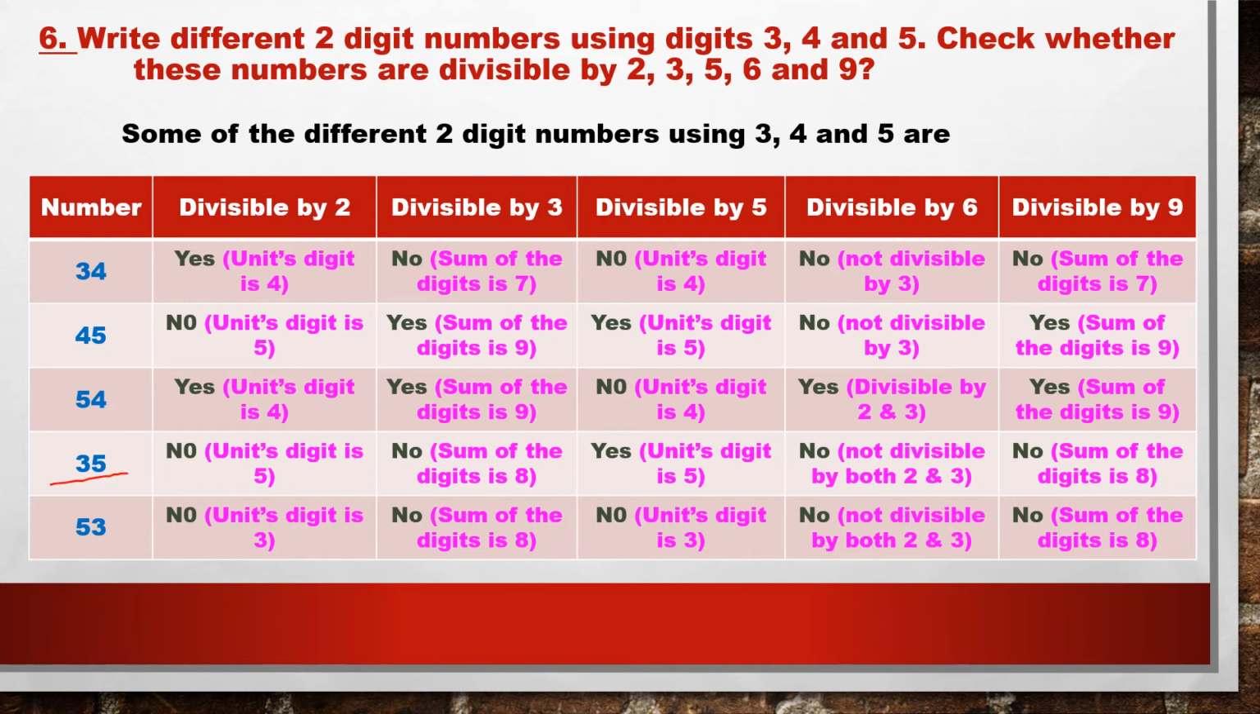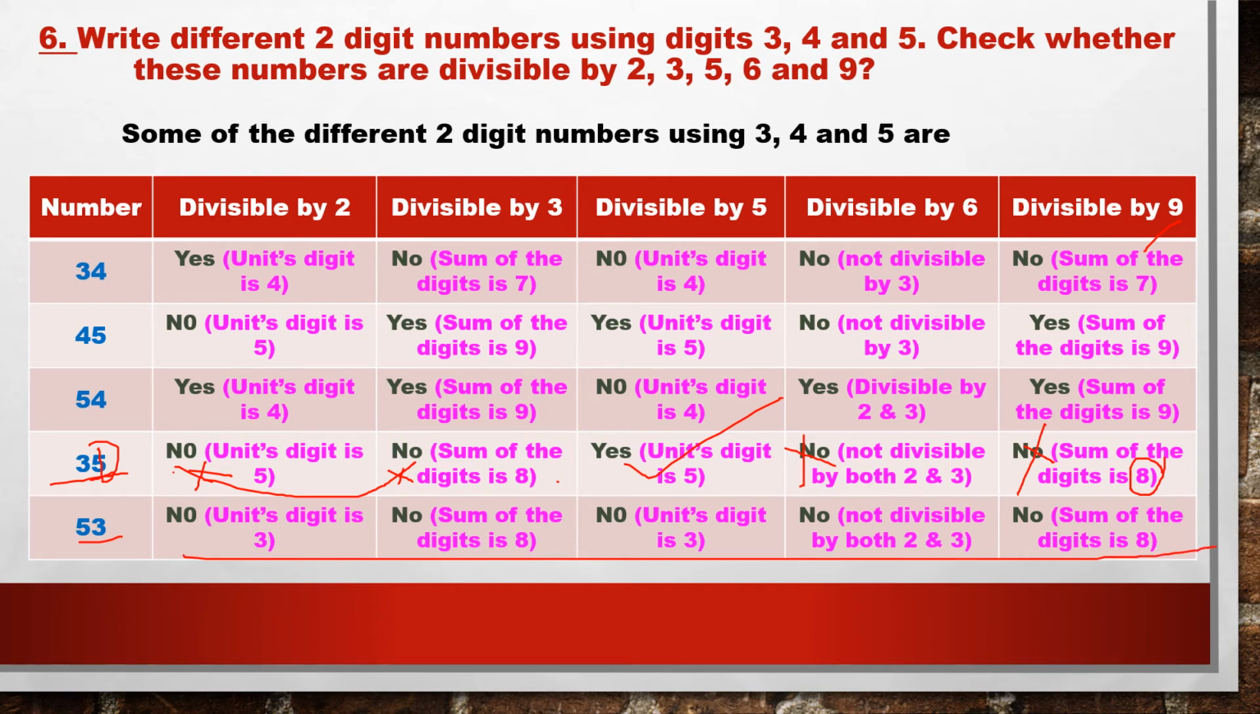Similarly check, last digit is 5, so it is not divisible by 2. Here summation is 8, it is not divisible by 3. As it is no for both, so by 6 also it is not divisible. As the last digit is 5, it is divisible by 5. Okay. For 9, the summation is 8 means it will not go in 9 table, so it is not divisible by 9. 53, same procedure.